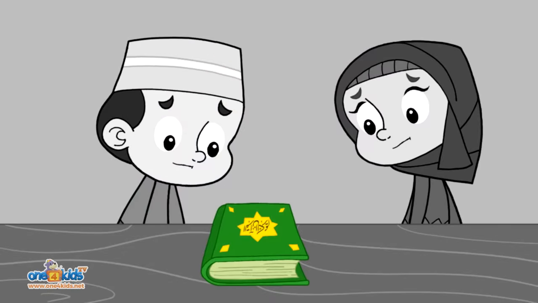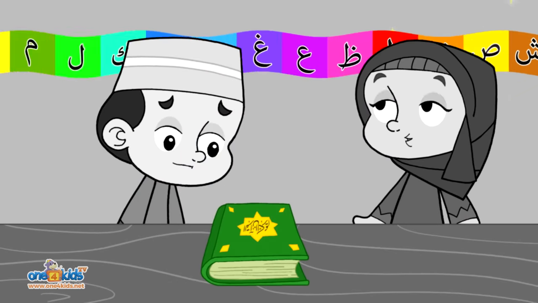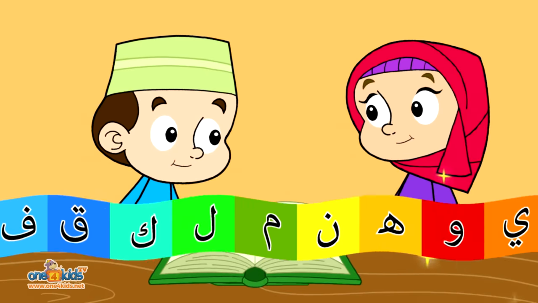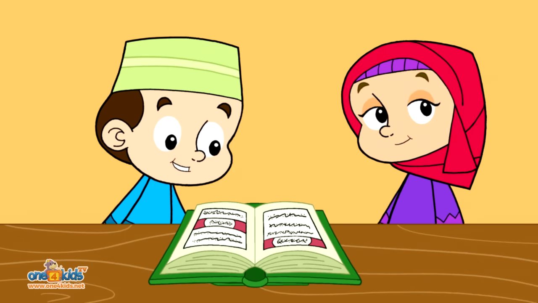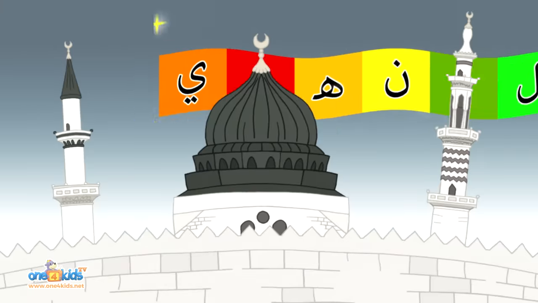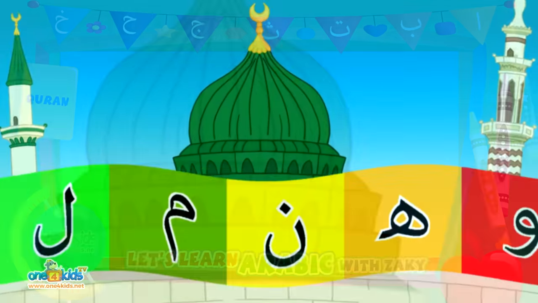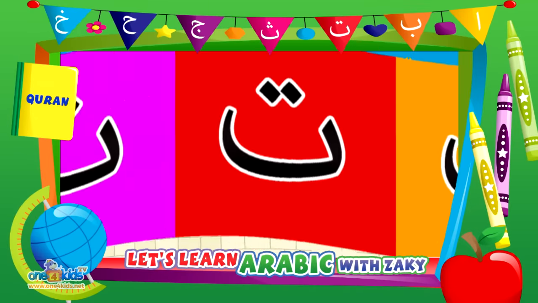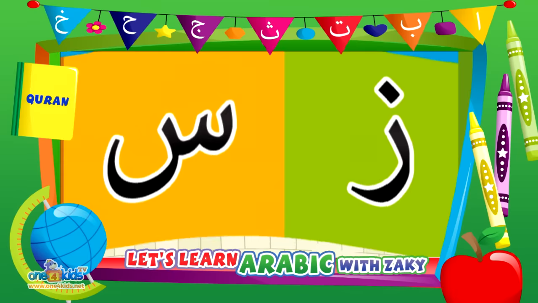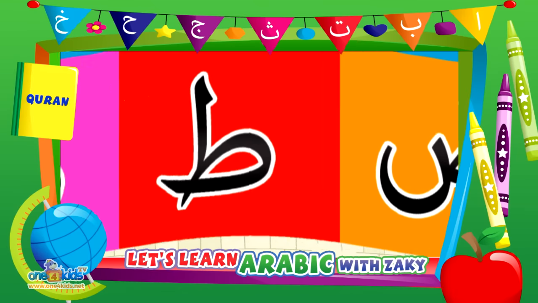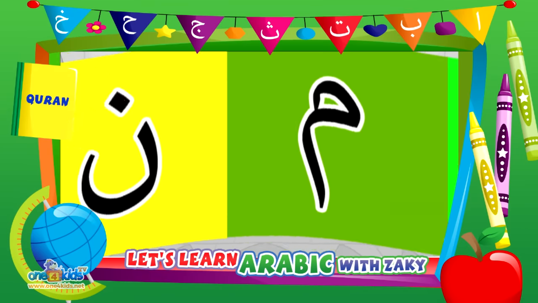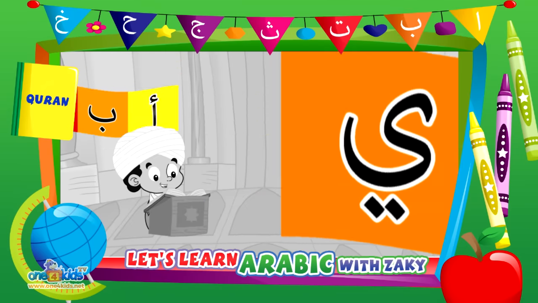We're learning the Arabic alphabet so we can read and learn Al-Quran, the language of our beloved Muhammad, the last prophet sent from Allah. It goes Alif, Ba, Ta, Tha, Jim, Ha, Kha, Dal, Dhal, Ra, Zain, Sin, Shin, Sad, Dad, Ta, Ain, Ghain, Fa, Qaf, Kaf, Lam, Mim, Nun, Ha, Waw, Ya.